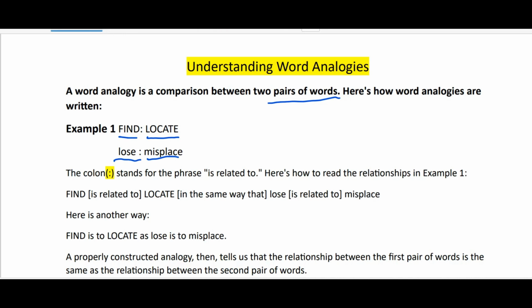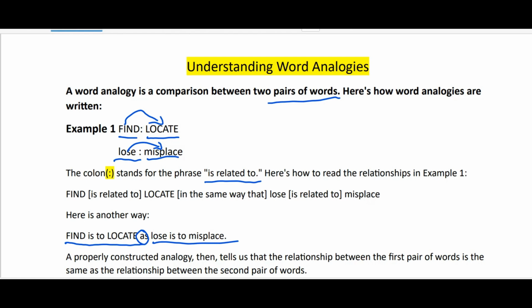So here is how I read the example: the colon stands for the phrase "is related to." So if I read, find is related to locate, in the same way that lose is related to misplace. Or we can say that find is to locate as lose is to misplace.